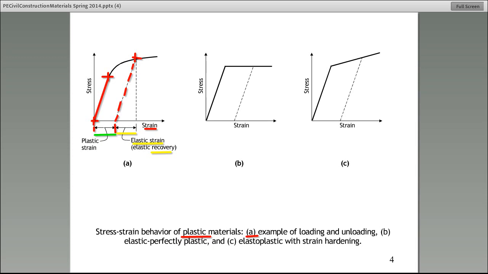Then part B, which exhibits this kind of behavior, I'm looking at curve B. That is referred to, as you can see in the bottom, as elastic, perfectly plastic. Guys, don't get too excited about the nomenclature. I'll explain what that means.